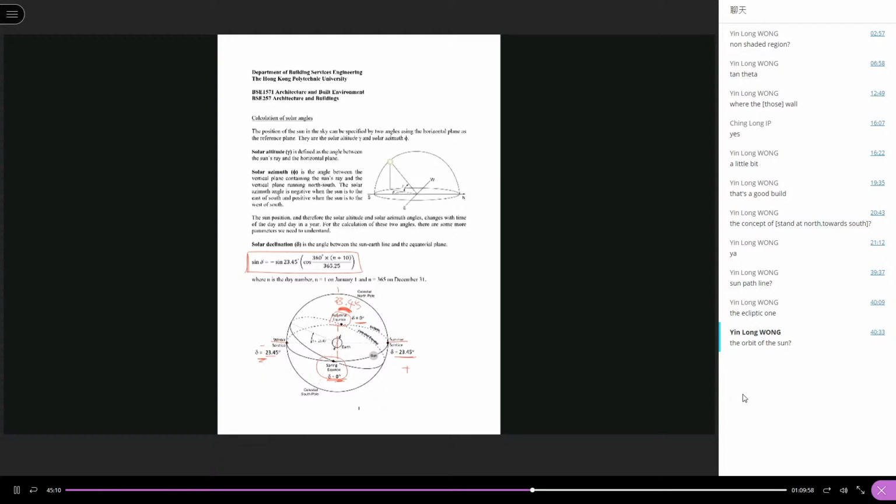So what is N? N is the day number, counted from the first day until the last day in the year. We assume there is no 29th of February, only 365 days in a year. So we may use this equation to calculate the solar declination.